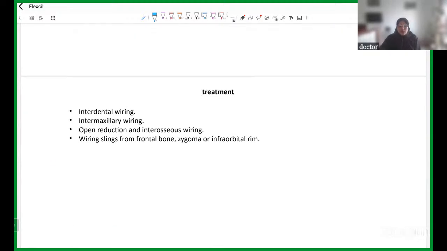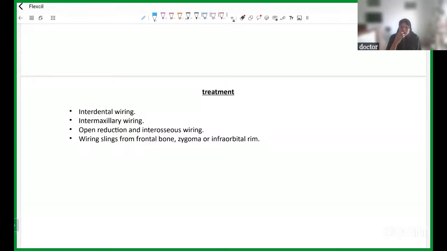How do you treat these patients? How do you treat patients with fractures of the maxilla? It is a complex surgery. Usually we need maxillofacial surgeons, and you have to maintain the airway, breathing and circulation of the patient. If there is hemorrhage, you have to stop the hemorrhage. Usually it happens from the maxillary artery or its branches.